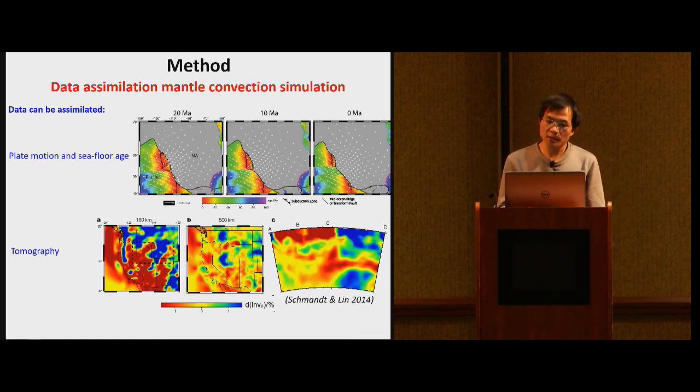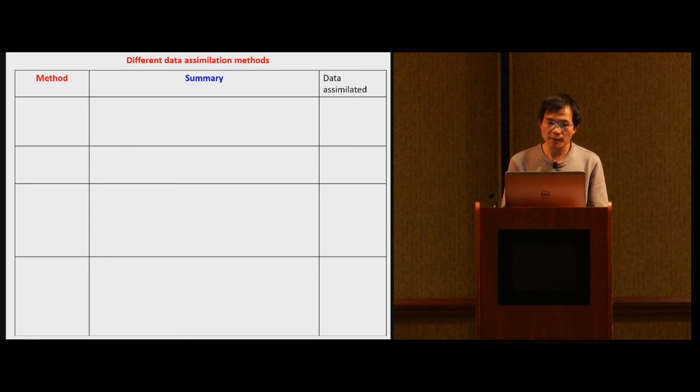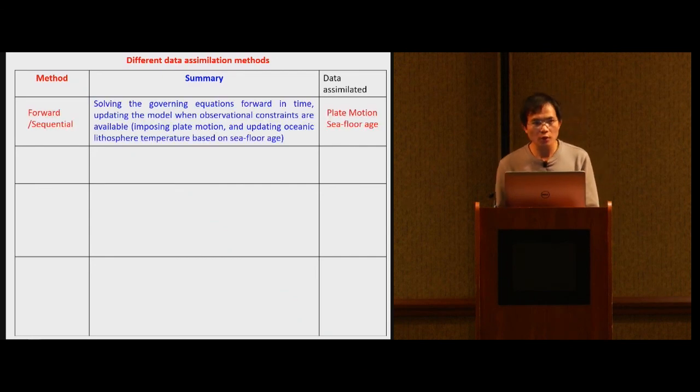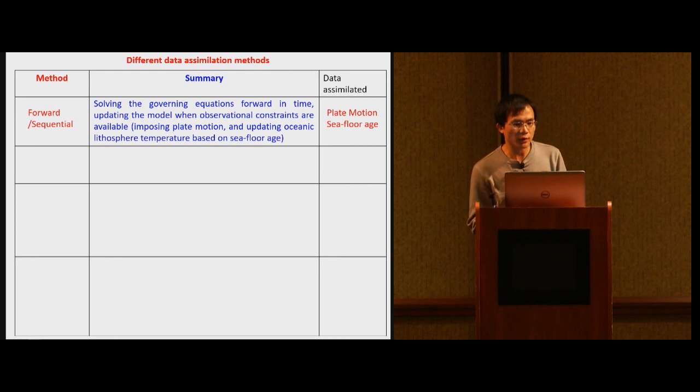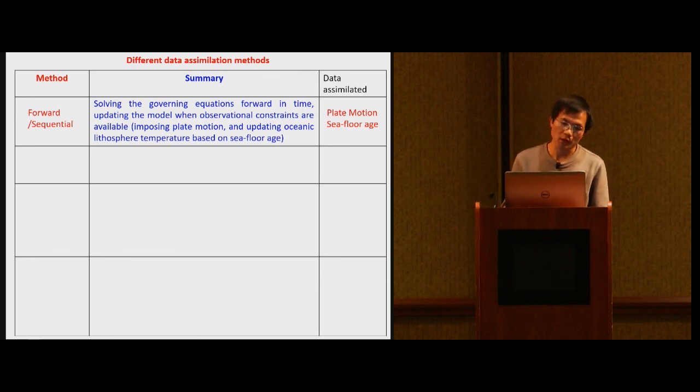For data assimilation in our field, we have different methods. The first one is forward or sequential data assimilation. For this method, we solve the governing equation forward in time, and we use the plate motion as the velocity boundary condition, and we update the temperature of the oceanic lithosphere, the upper layer of the Earth, from seafloor age by a physical law, the thermal diffusion law. The good thing about forward or sequential data assimilation is it can simulate how the downgoing plate evolves over time very well, including nonlinear behavior like the broken slab, broken plate.